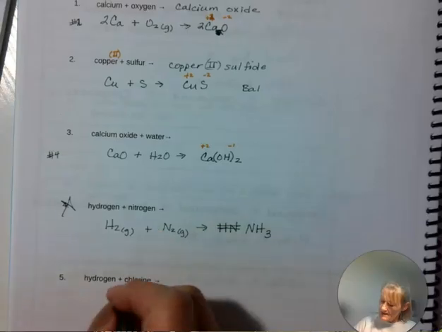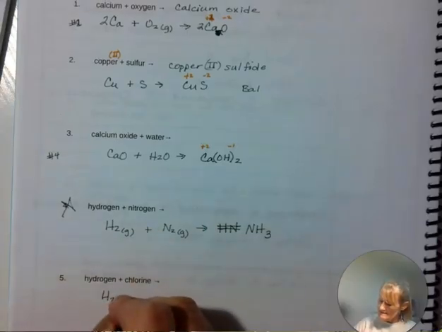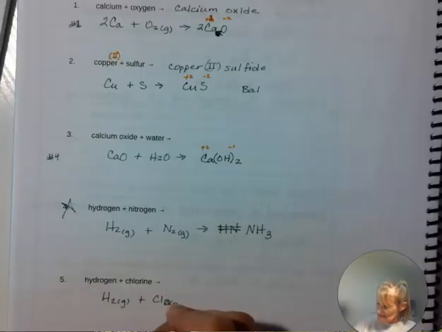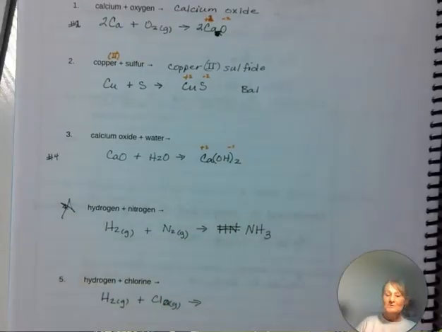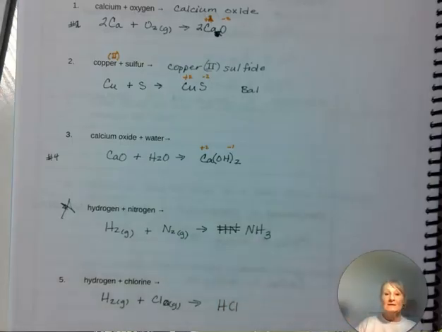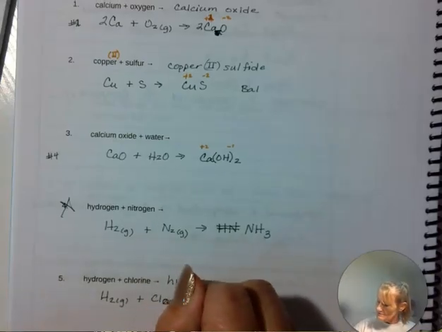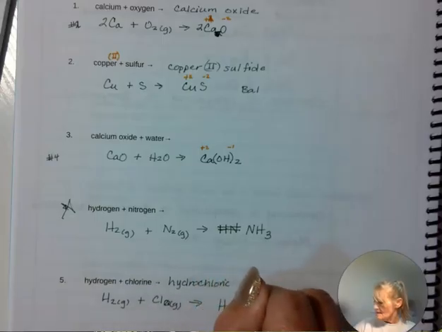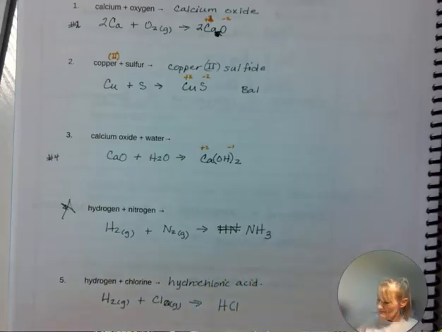Let's go ahead and go to number 5. We've got hydrogen, again, it's a gas, plus chlorine, which is a gas. Hydrogen plus chlorine, and again, HCl. That's going to end up making our hydrochloric acid. Hydrogen's a +1, chlorine's a -1. So this would be hydrochloric acid. And again, you would need to balance that one.